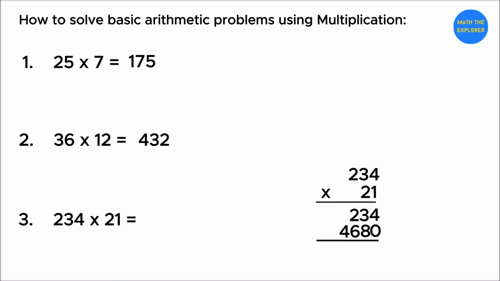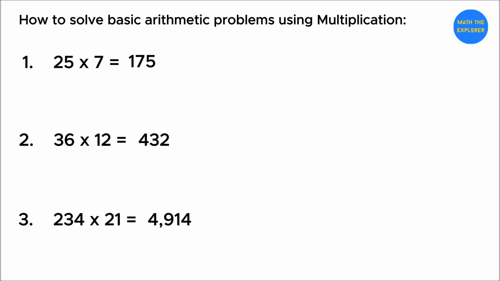Now add the two partial results, 234 and 4,680. The sum of 234 plus 4,680 is 4,914. Therefore, the final product of 234 multiplied by 21 is 4,914.